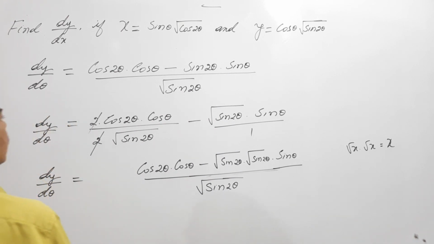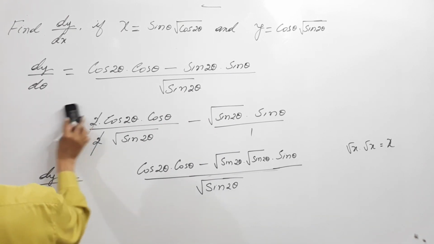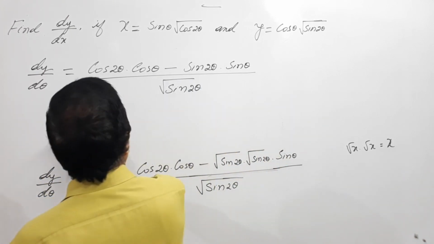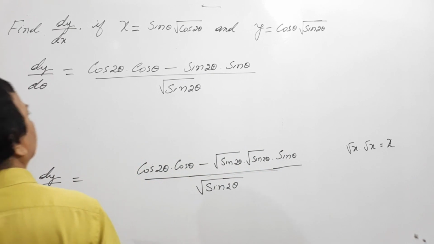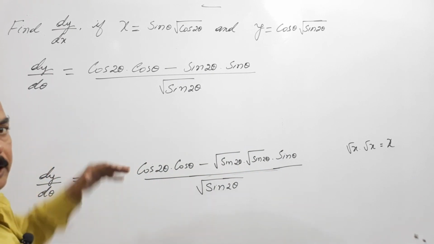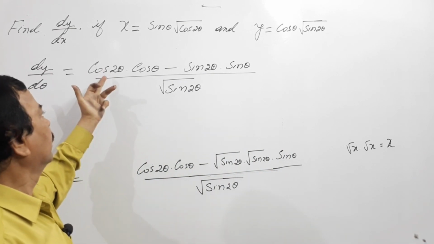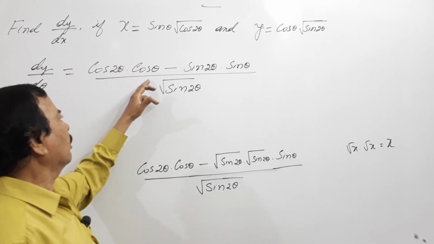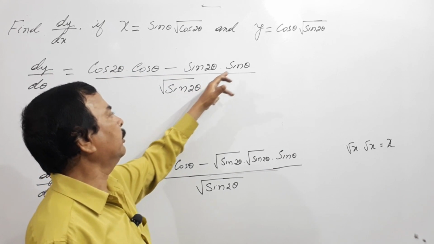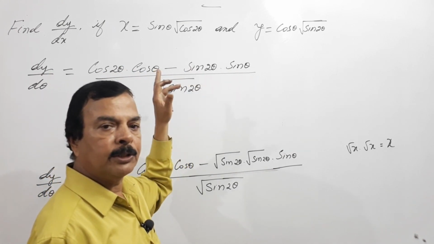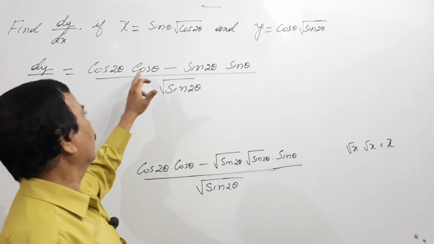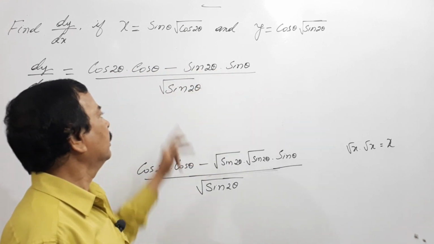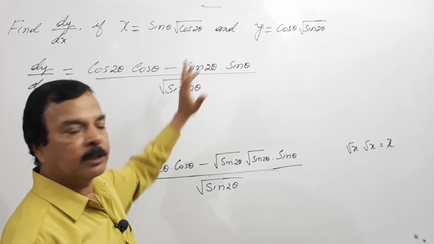So what happens here? I rub this. Now, as in the earlier case, we have found this is something unique. This is cos 2 theta into cos theta minus sin 2 theta into sin theta. So what does it remind you of? Cos A cos B minus sin A sin B. Right. So this becomes cos of A plus B.